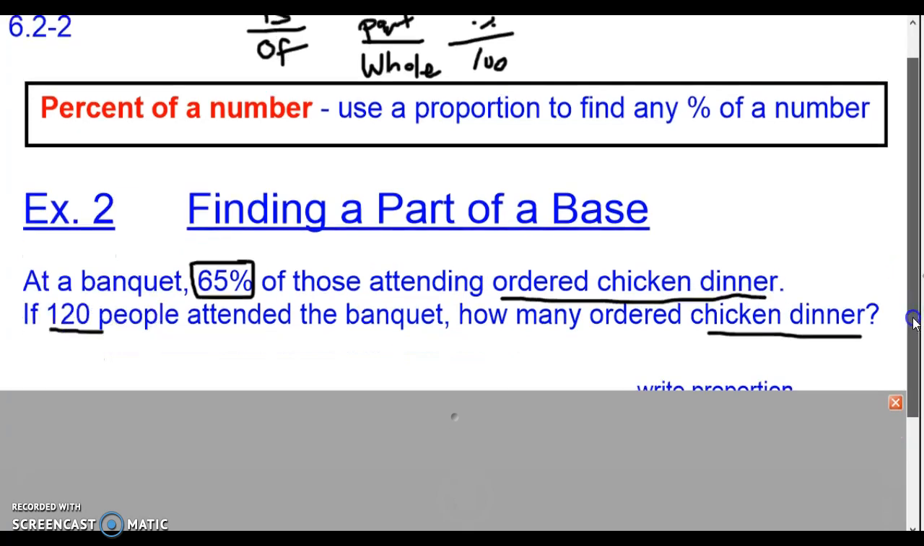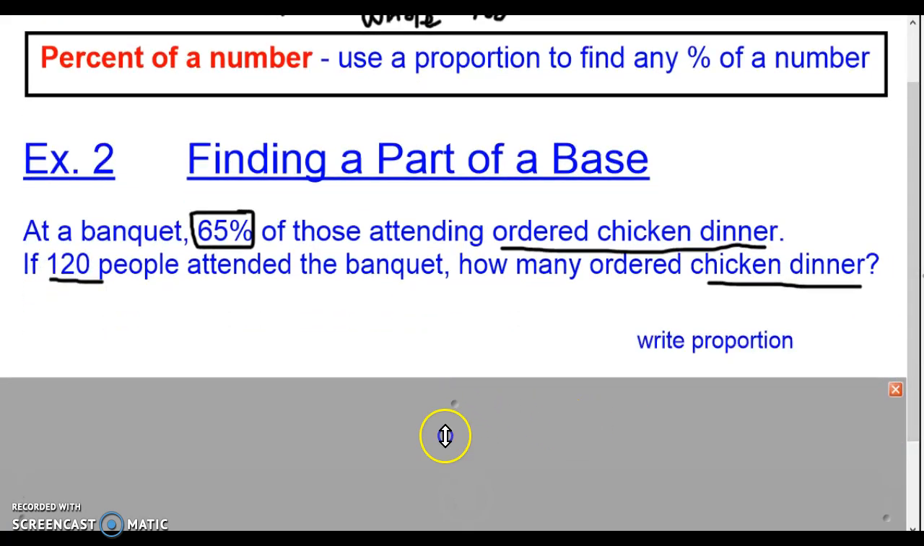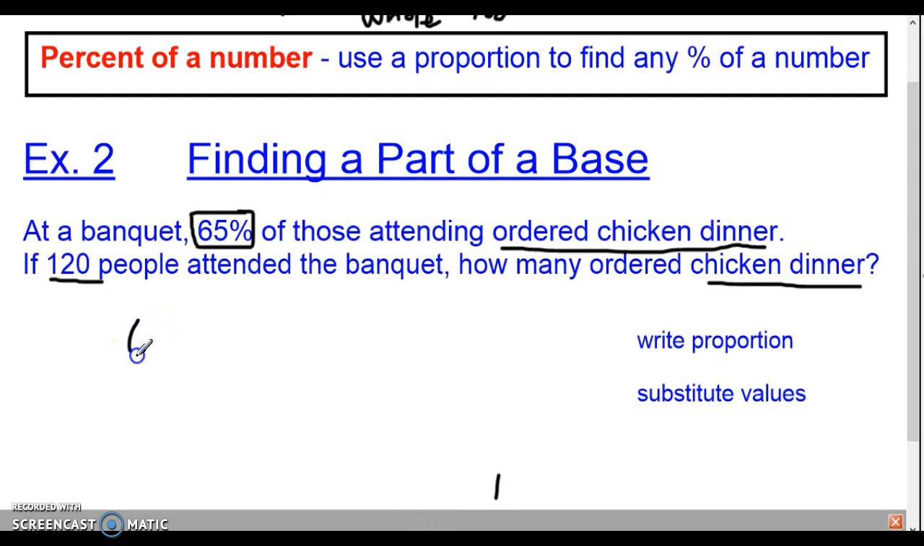So what I can do is I know that my percent is always going to go over 100. So I would say 65% over 100. Now I need to figure out with the other information, do they give me part or whole? So here, it says 65% ordered chicken dinner. And I want to know how many ordered chicken dinner out of a total of 120. So my whole would be 120. And I'm looking for the quantity that ordered chicken dinner.